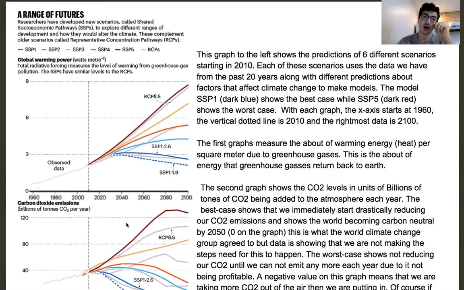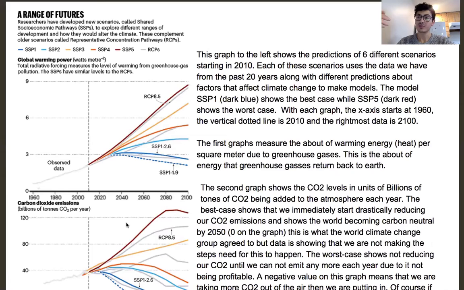So this research group went through and made 5 predictions on how climate change will go in the future based on different models. So if we look at the dark blue dotted line, this is the best case scenario. This means that we have made immediate changes and we're reaching all the goals set out.